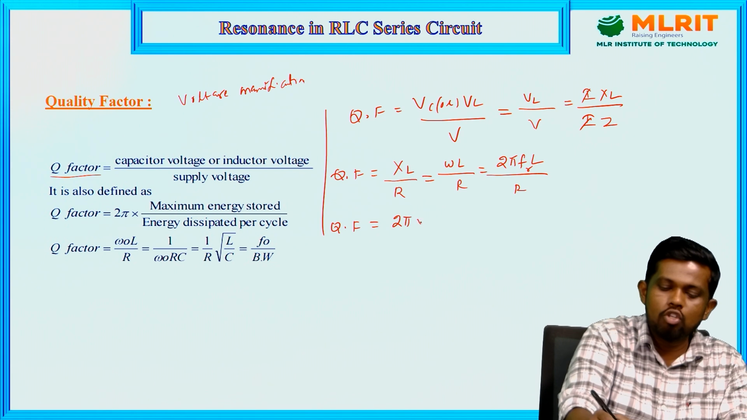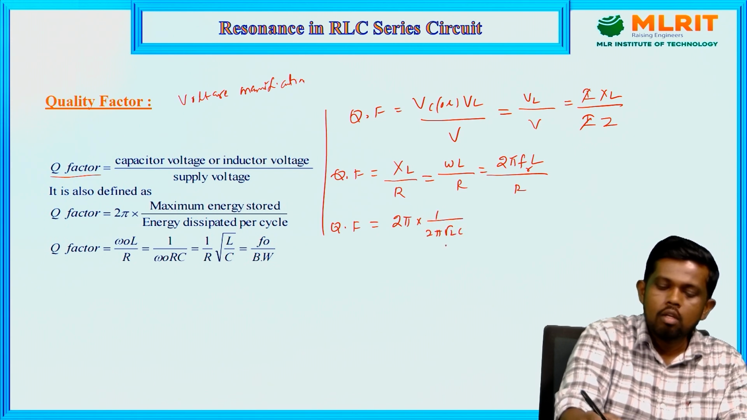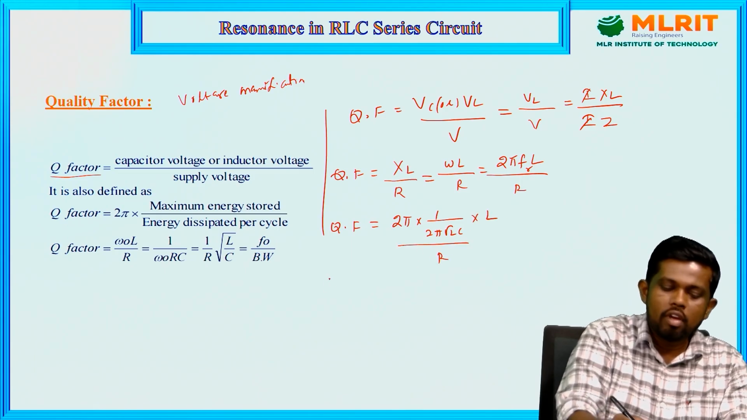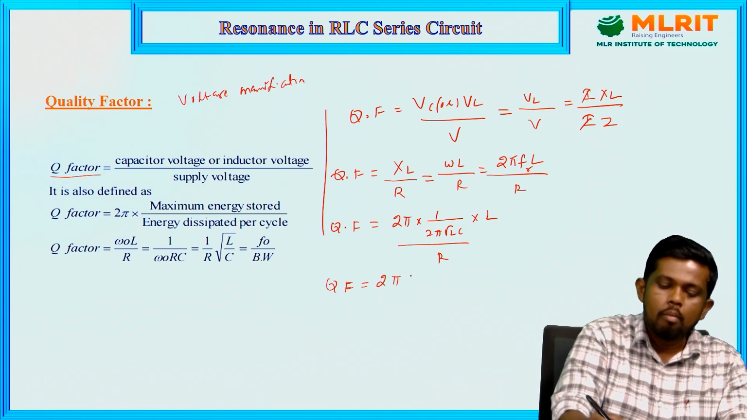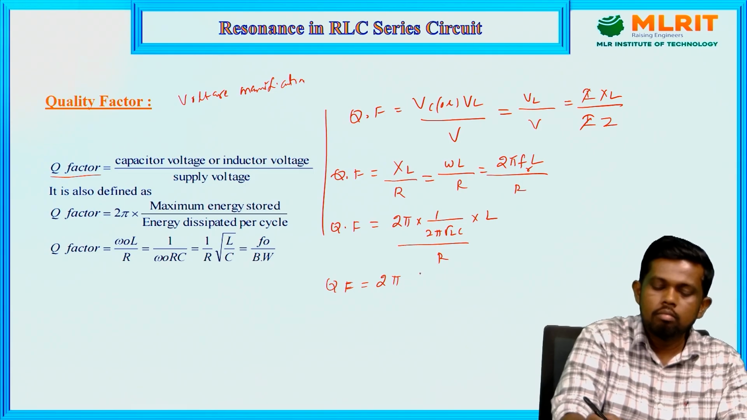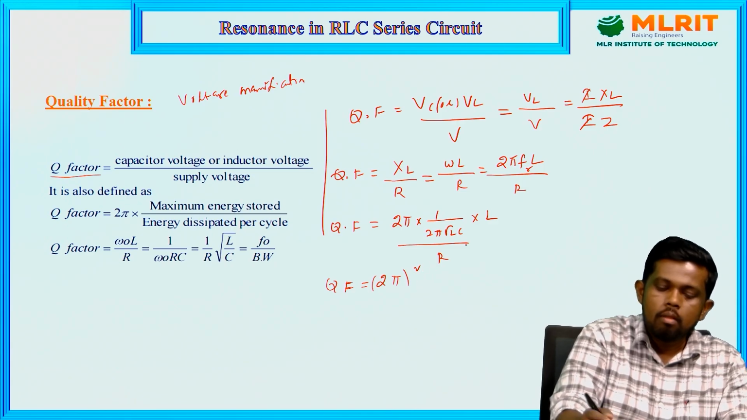FR value we need to substitute as 1 by 2 pi root LC, divided by R into L. Based on the simplification, we will get the quality factor equal to 2 pi whole square.